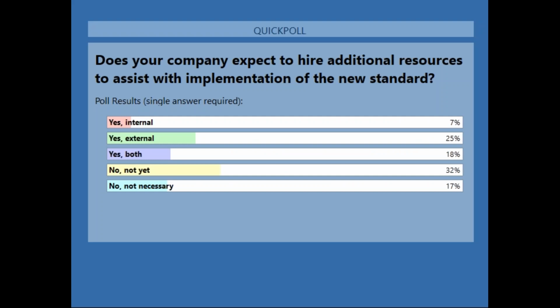So our winner, in response to whether your company expects to hire additional resources to assist with implementation, is no, not yet, at 33% or 32%. 25% said yes, externally, that's a good sign. 18% said yes, both, and 17% said no, not at all necessary. And then a small 7% said internally.